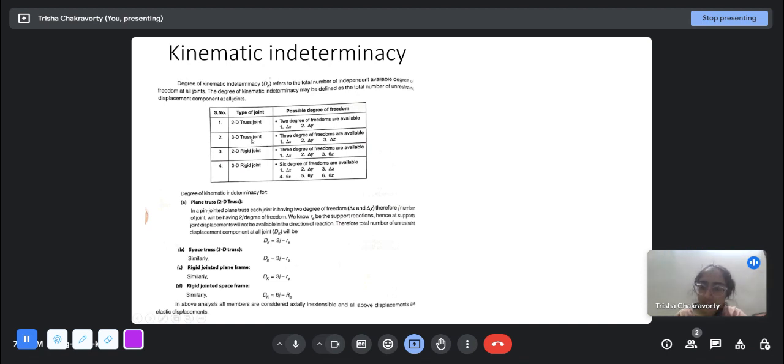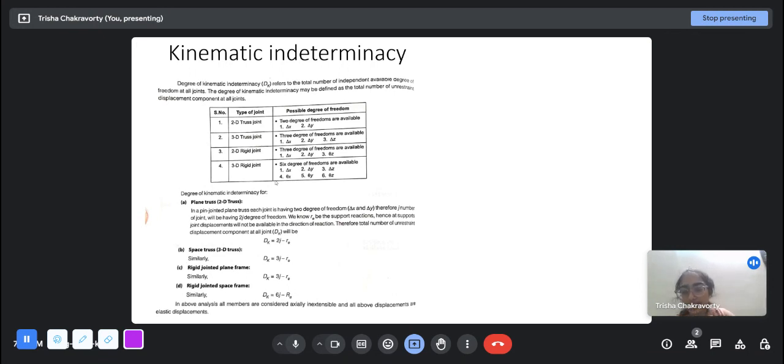In a 2D rigid joint, that is basically a frame or a beam joint, there are 3 degrees of freedom available in the 2D plane: delta x, delta y, and theta z, that is out of the plane rotation, like this kind of rotation. So this also has 3 degrees of freedom, but 3D truss and 2D rigid joint have different 3 degrees of freedom, though both have 3 degrees of freedom. And a 3D rigid joint, that is a frame joint in 3D space, has all 6 degrees of freedom possible: delta x, delta y, delta z, 3 translational and 3 rotational, theta x, theta y, and theta z. So it is 6 DOFs.